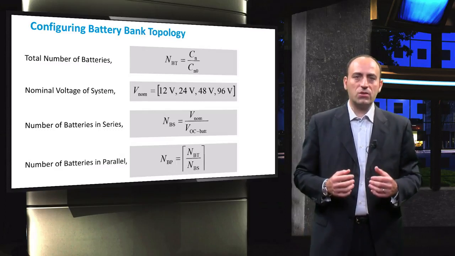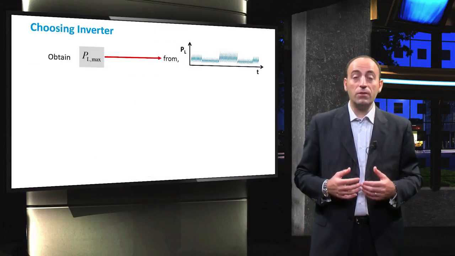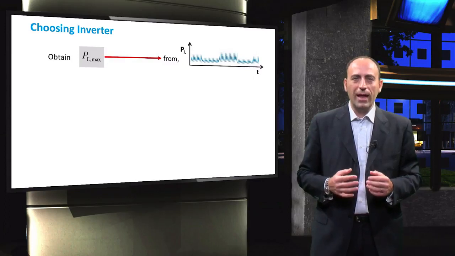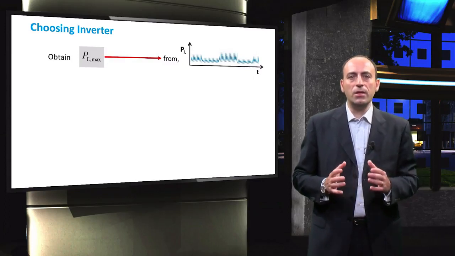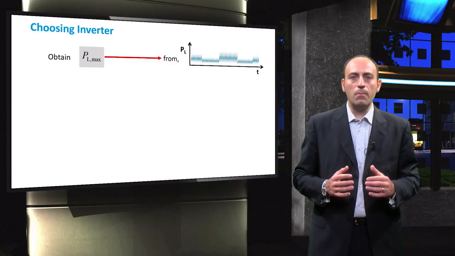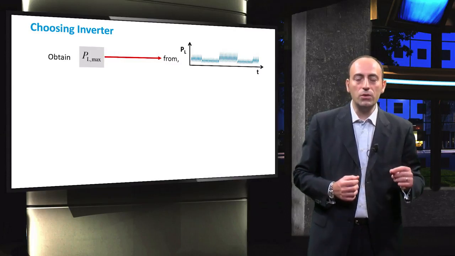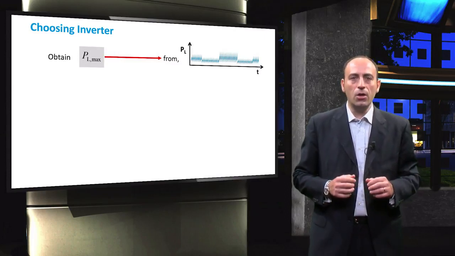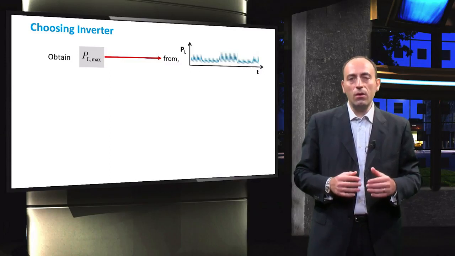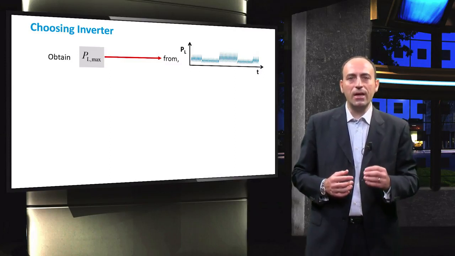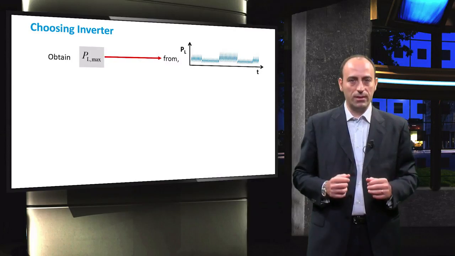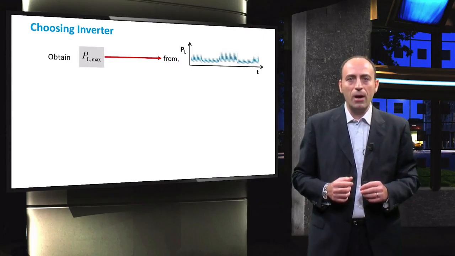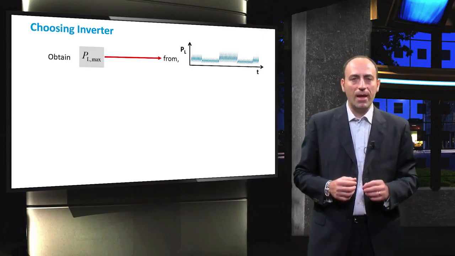Once the battery bank size is decided, the selection of the inverter is carried out. Unlike the grid-connected PV system, the inverter is selected based on the maximum power consumed by the loads at any instant in time during the year, or as a worst-case scenario, by adding up the power rating of all the appliances. This maximum power is denoted by PL max.